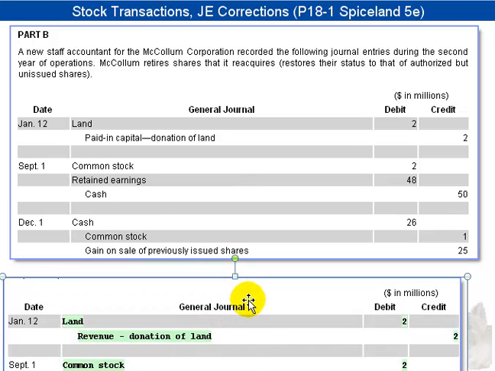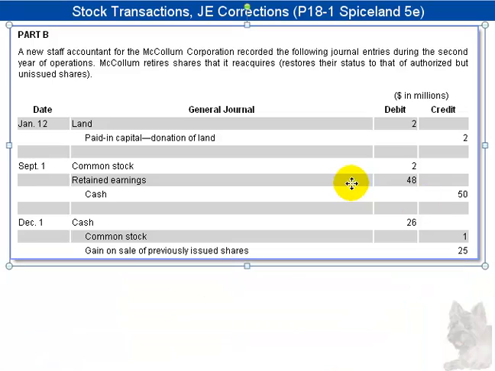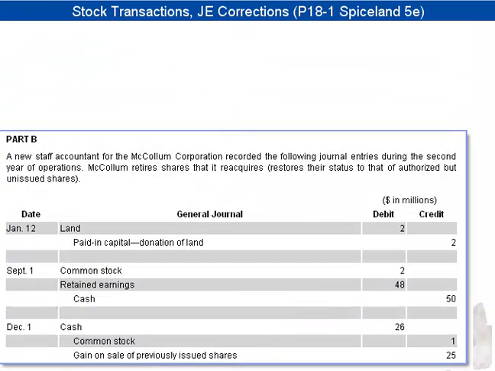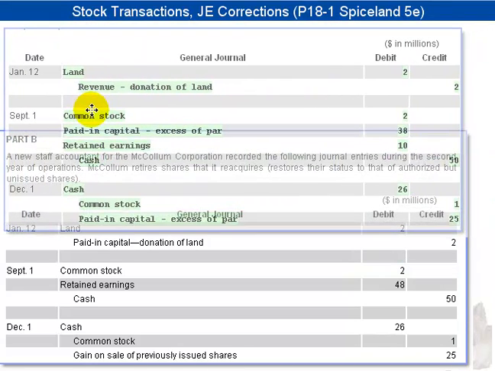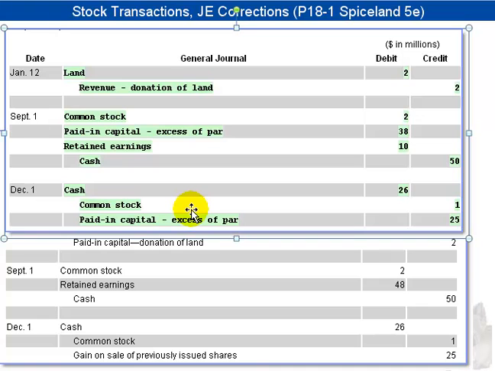Okay, then finally, December 1st, there was 26 million cash received, common stock of 1 million, and gain on previously issued shares of 25 million. Well, we don't get to record that gain. So let me slide this down so we can see the transaction down here, and then I'll put this up on top, and we can see right in here is the proper way to record that. So we record a debit of cash at 26 million, a credit of common stock to show the legal capital again being issued, and paid-in capital in excess of par of 25 million.